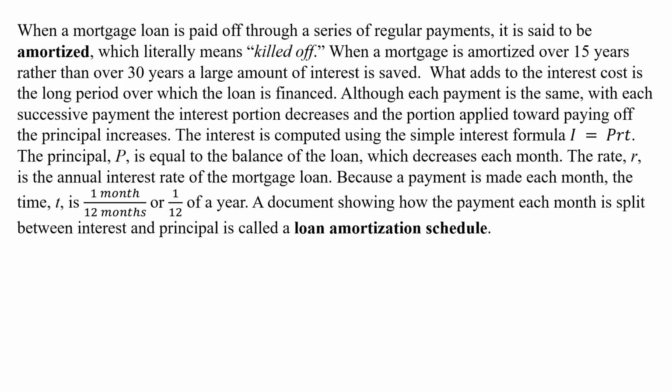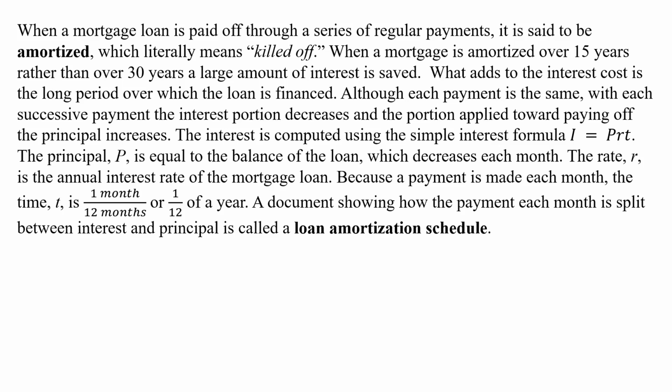And so your principal will go down, so you're going to change how much interest you pay each month. As we pay more principal, the amount of interest is going to go down. Now, the rate is the annual interest rate, as a decimal. Because the payment is made each month, the time is 1 month over 12, or 1/12 of a year. So we have to remember to divide by 12.